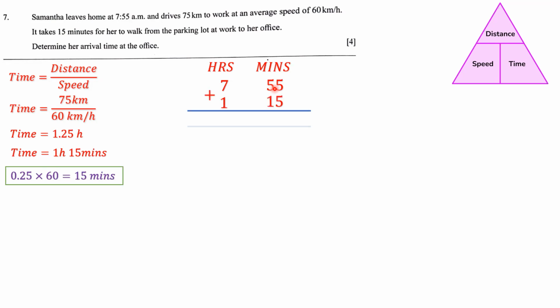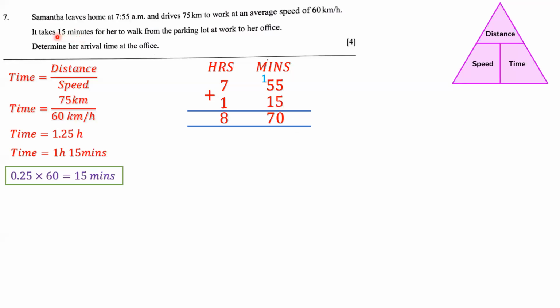So we have 5 plus 5, which is 10. We put the 1 up. That's going to be 5 plus 1 plus 1, which is going to be 7. So we have 7 plus 1, which is going to be 8. So it's going to be 8:70. So how do we interpret this? Well, 8:70, that's the time that she arrived at the parking lot.